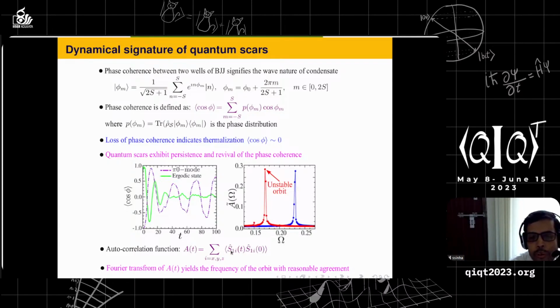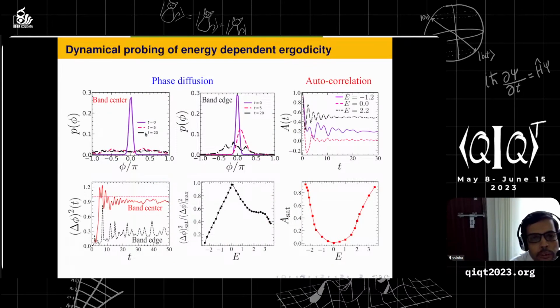In fact, the saturation value of the autocorrelation function also plays a very important role in quantifying the degree of ergodicity that we studied for this system, where the degree of ergodicity across the band has been analyzed from the phase diffusion dynamics and also from the saturation value of this autocorrelation function. You know that different energy densities have very different entanglement entropies, and this is also reflected in the saturation value of the autocorrelation functions. Also the phase diffusion: at the band edge it is less ergodic, so the phase diffusion is less, whereas at the band center the phase diffusion is large. So this way one can detect the degree of ergodicity in this system. Energy-dependent ergodic behavior of this system can be detected.